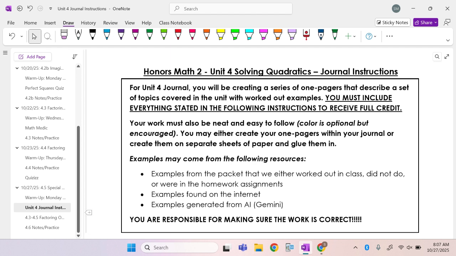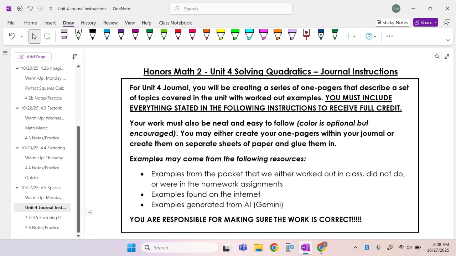It's also got to be neat and easy to follow. If I can't read it, it's not happening. I can read some pretty bad handwriting, guys. But if it's complete chicken scratch, you have to at least have some neatness to it. Now, if you want to include color, it's fine. It's optional. I'm not going to dock you if you don't have color in it. But it's highly encouraged, maybe because it's easier to read, or easier for you to follow.